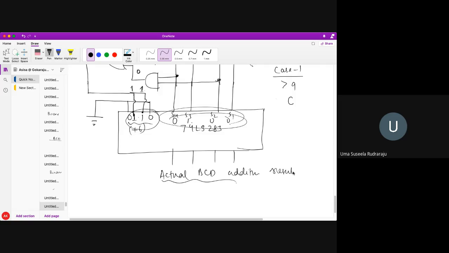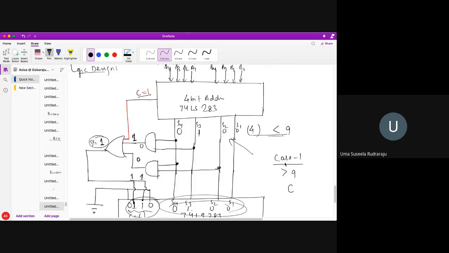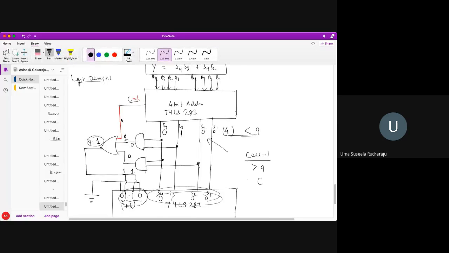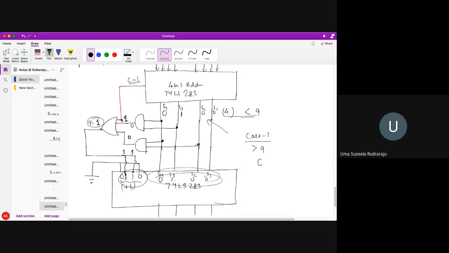Any doubts, students? Please let me know. So this is the circuit. Any doubt, please let me know. This is very important, students. If you have doubt, I will explain it again. Please let me know. Very important. Really, it will come in the exam, main exam. Surely it's coming every time. BCD adder circuit. Any doubt, please let me know.